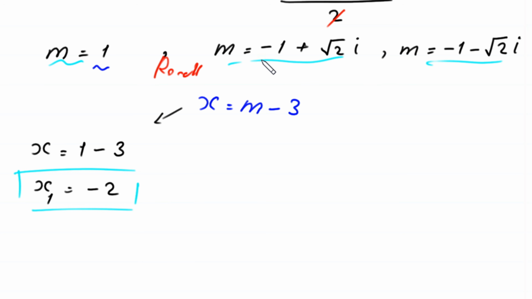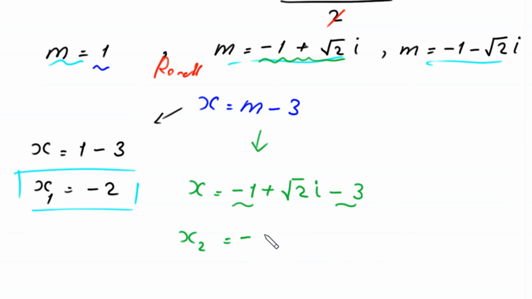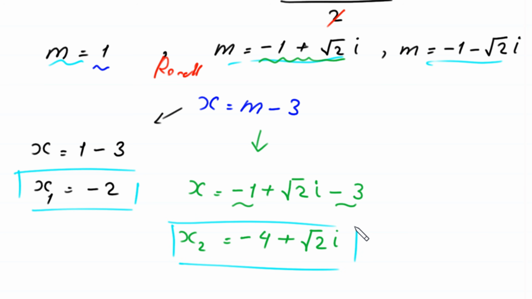Now when m is equal to negative 1 plus root 2 i, then this equation will become x is equal to negative 1 plus root 2 i minus 3. And from here we get the second value of x is equal to this negative 1 and minus 3 will become negative 4 plus root 2 i. This is the second solution of this equation.